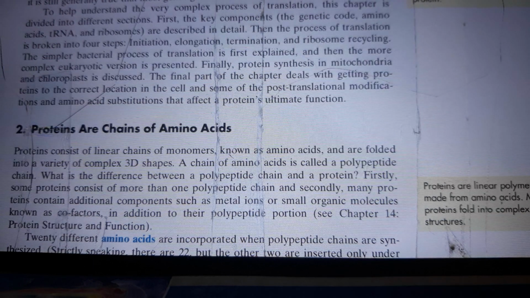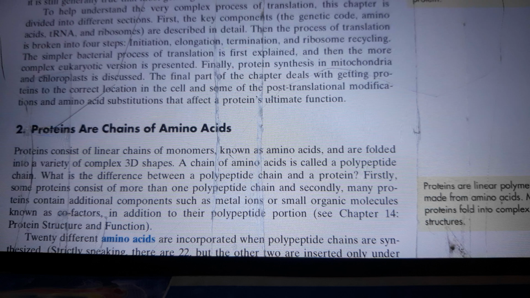To help understand the very complex process of translation, this chapter is divided into different sections. First, the key components, genetic code, amino acids, tRNA, and ribosomes, are described in detail. Then the process of translation is broken into 4 steps: initiation, elongation, termination, and ribosome recycling. Remember that. Let me repeat that for you. The process of translation is broken into 4 steps, namely initiation, elongation, termination, and ribosome recycling.